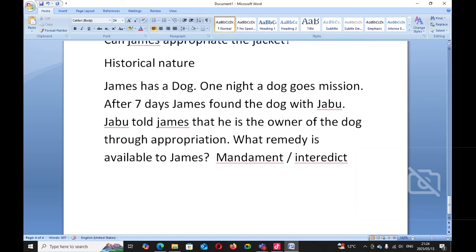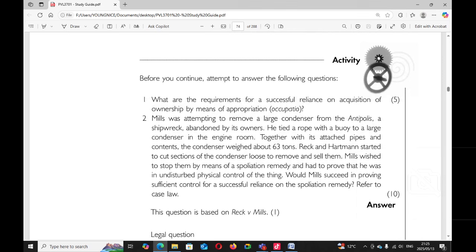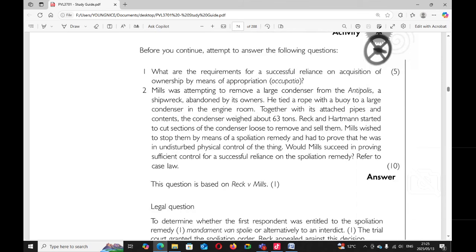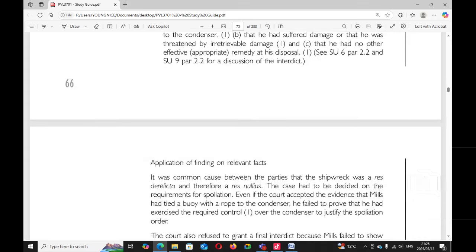Please, when you find this question, don't forget. For a question about appropriation, we use mandament or interdict. You must never write revindication. You will not get anything. Nobel will be very happy to give you 0. So it's much better you go with mandament or interdict. Choose these two only. Everything will be well. All right? Mandament van spolie, or interdict. Then you go and give the page number of the case of Ruch versus Mill. That's why I came up with that question. And then everything now is well. We are moving forward. You have seen it.